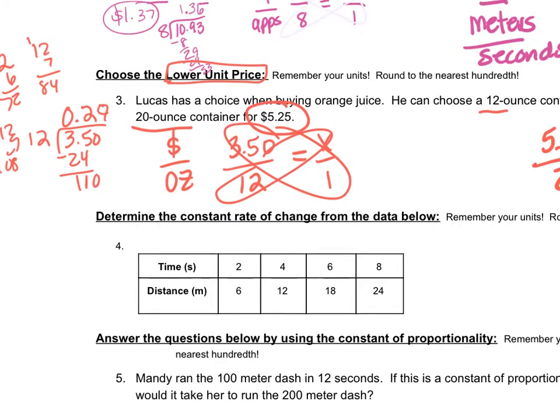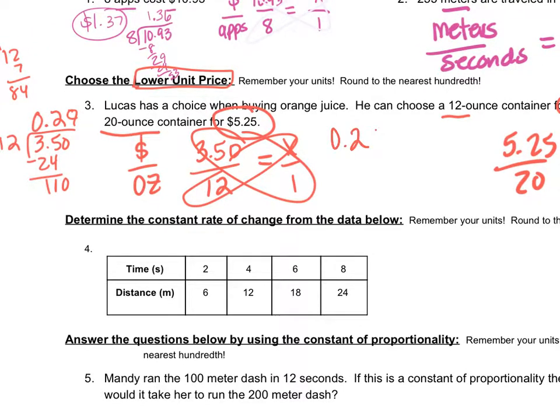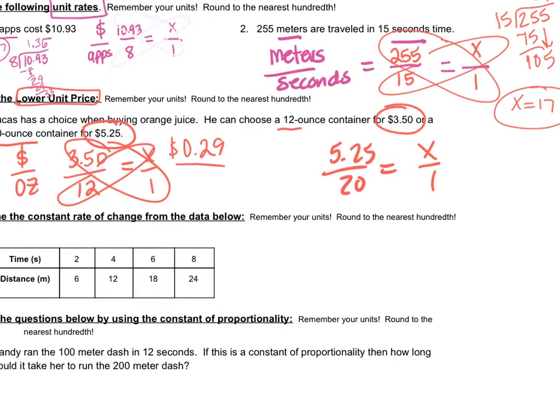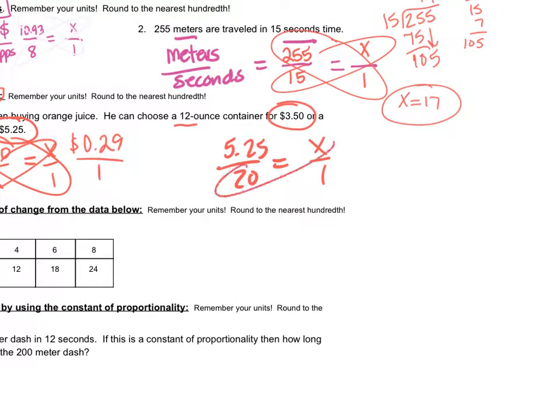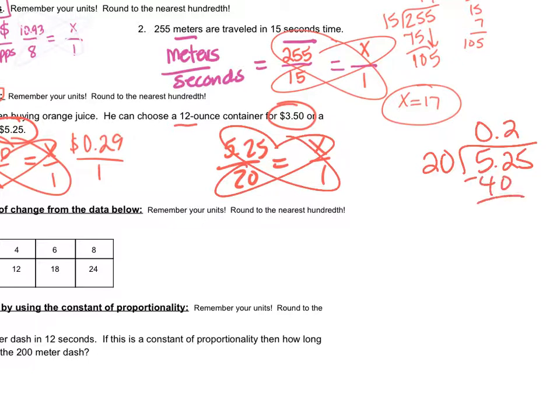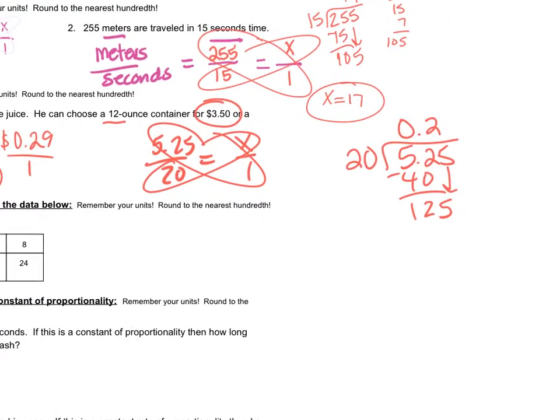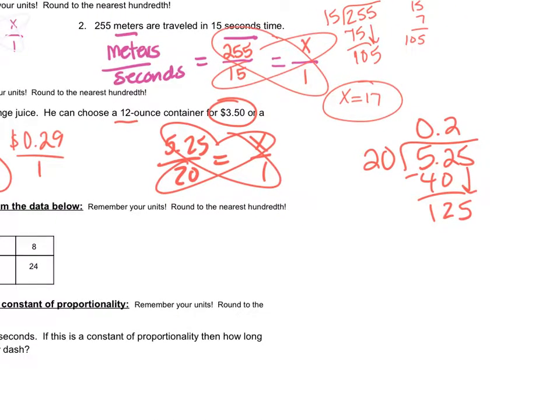She did it. So 0.29. So 29 cents for the 12 ounce. So let's see what the cost per ounce is for the 20 ounce. So same thing, cross multiply and divide. 5.25 divided by 20. So 20 will go into 52 2 times. That gives us 40. And so 20 will go into 125. About 6 times.